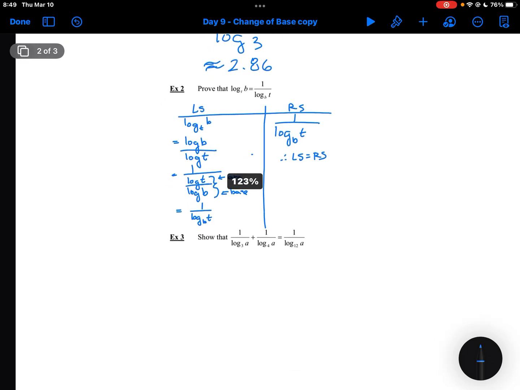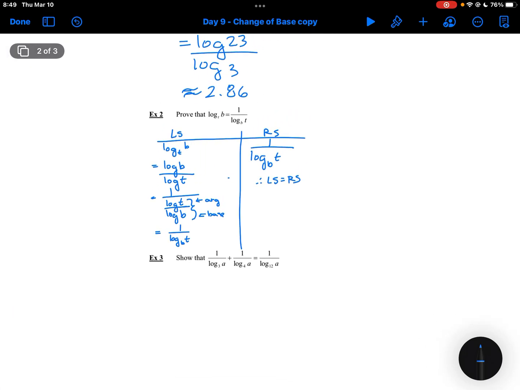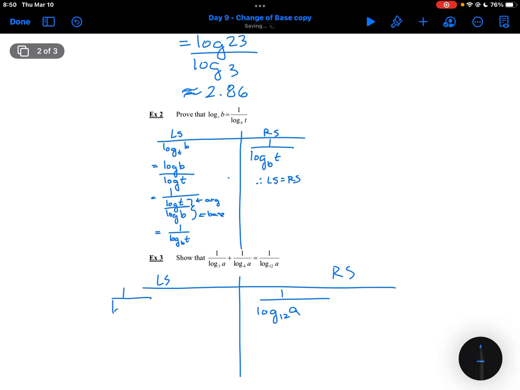Okay, so let's take a look at this example here. Show that 1 over log base 3 of a plus 1 over log base 4 of a is equal to 1 over log base 12 of a. So let's start with the left side and right side. The right side is 1 over log base 12 of a. I'm going to leave that alone and see if I can change these two into that right-hand side. So let's see, 1 over log base 4 of a.